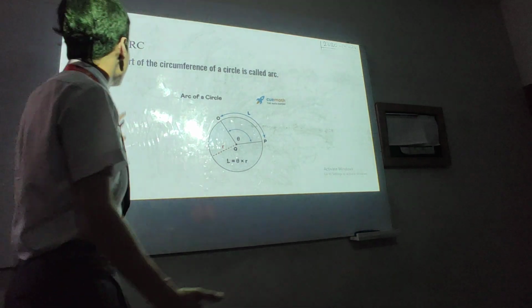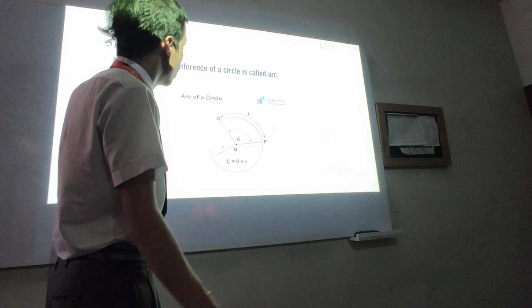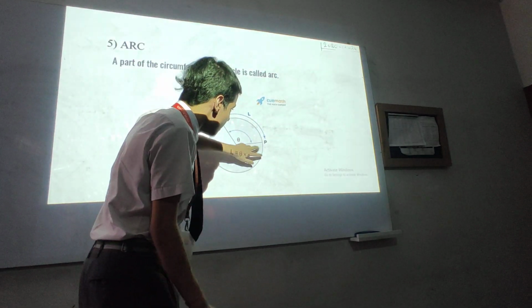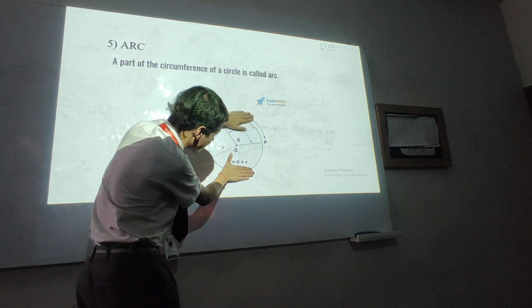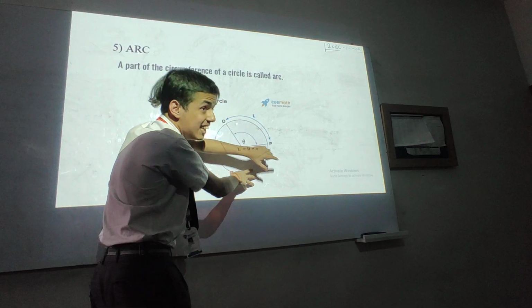Arc. A part of circumference of a circle is called an arc. See this circle? If we remove these all parts, what remains is called an arc.